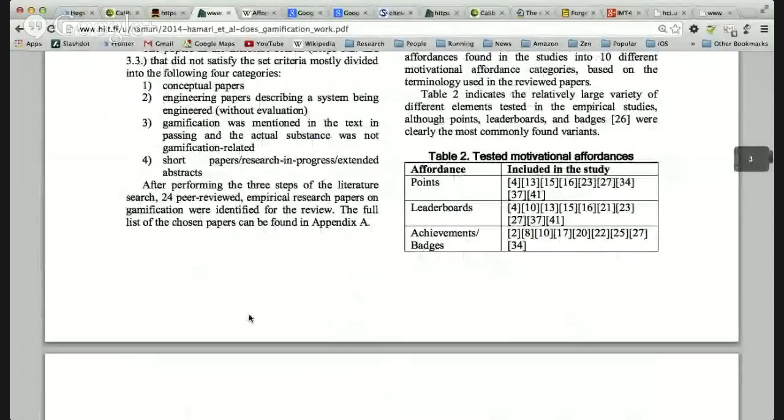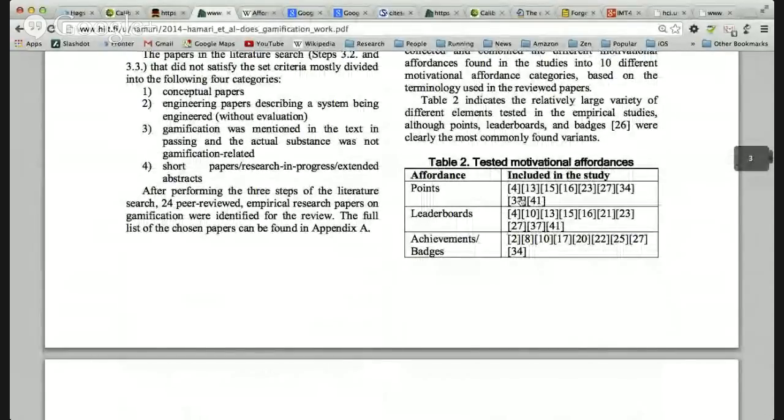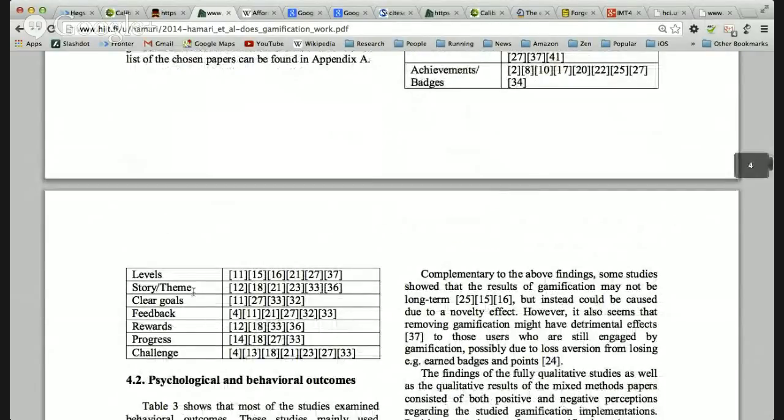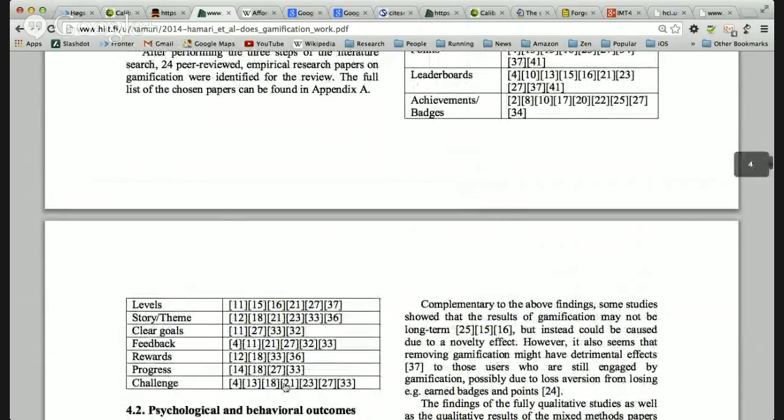So most papers, as I was saying, focus on points, leaderboards, and badges. Those were the three topmost motivational affordances people use to gamify some circumstances. And there were some less common which follow, but those three were in the lead.